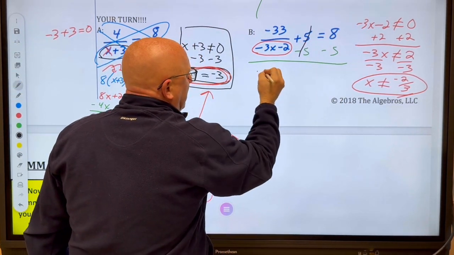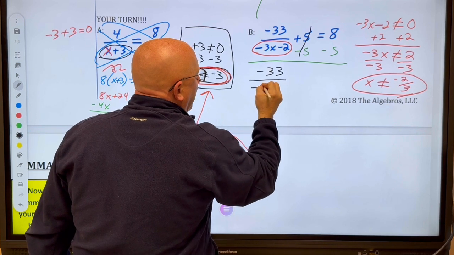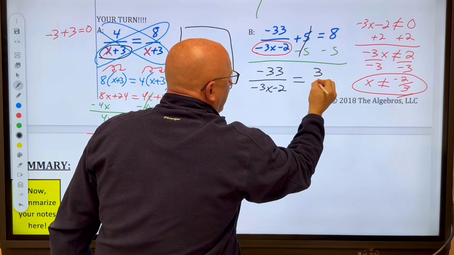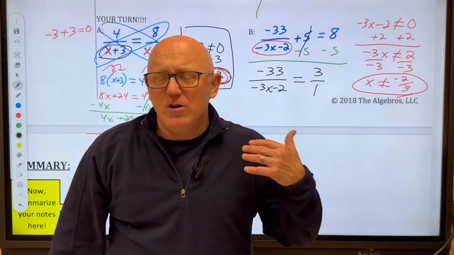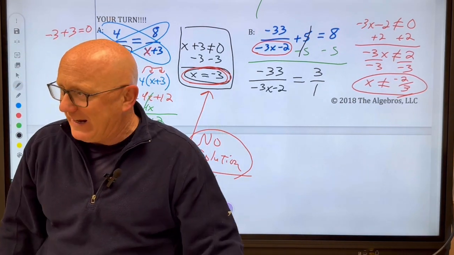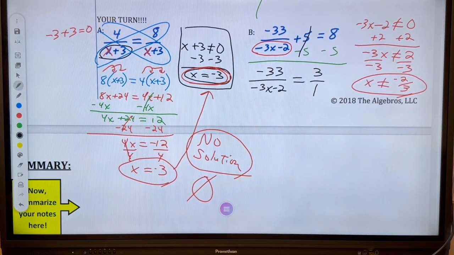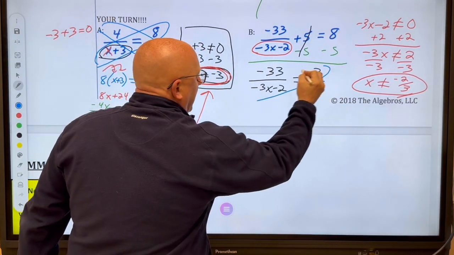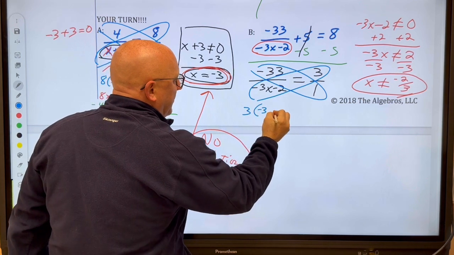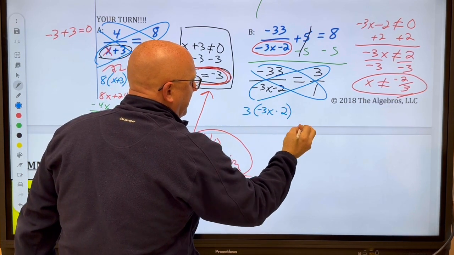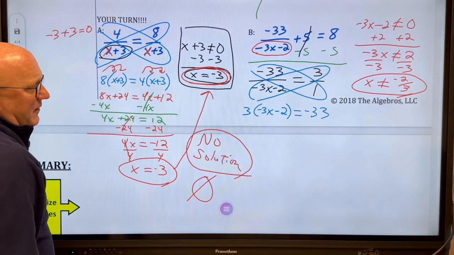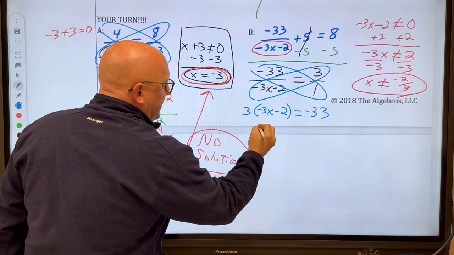So that goes to 0, and I'm left with negative 33 over negative 3x minus 2 is equal to 3. Now I write that as 3 over 1 because now you can see by writing this 3 as 3 over 1, I can see that I have a proportion and I can cross multiply. And as I do, I just repeat the same thing I just got done doing. Just do my math. Hopefully no mistakes there. Keep going. Negative 9x.